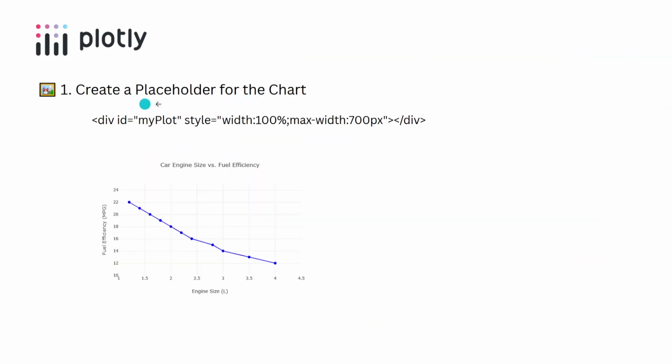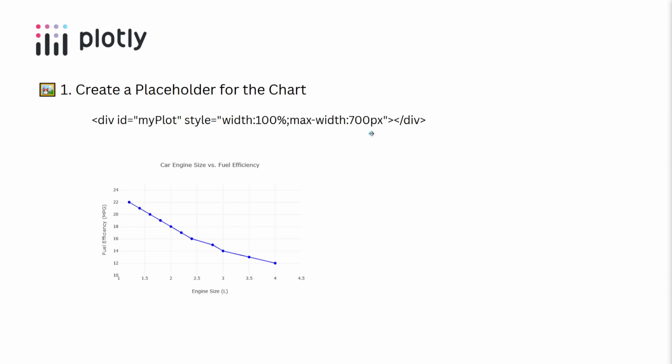At first, you need to create a placeholder for the chart. So you need to define a div tag, and inside this div tag you need to specify an ID. Also, you need to provide the dimension of this chart. As you can see, in our case we use width 100% and maximum width 700 pixels. So you can define the maximum width as any size.